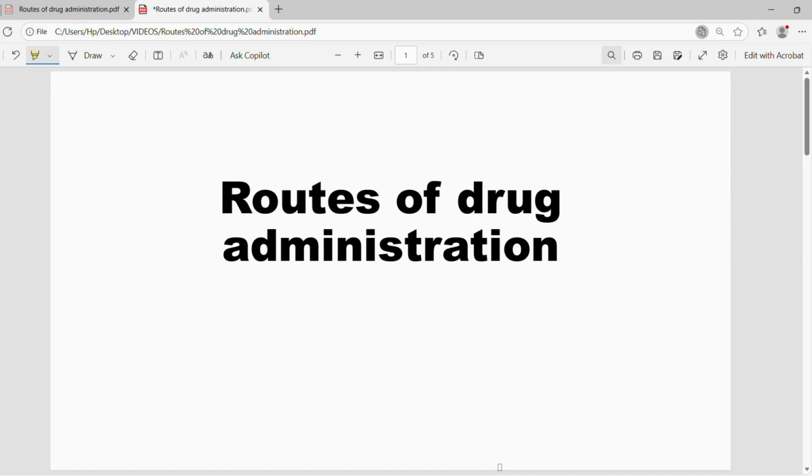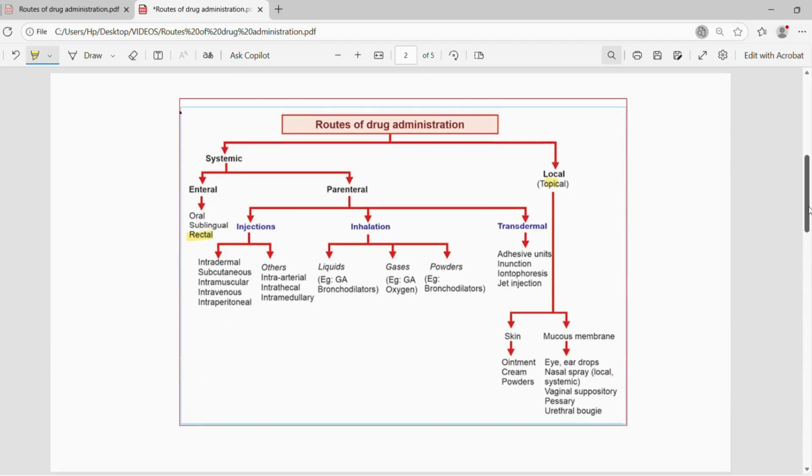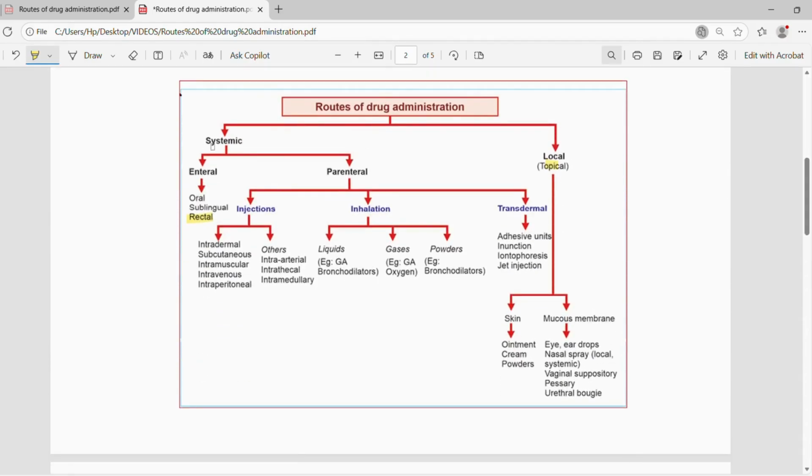Here we will study pharmacology. Starting with pharmacology, first we will understand the routes of drug administration. Here is the classification: first is systemic and topical or local. Systemic includes the administration of the drug directly into the body, that is orally, sublingually or rectally, and local or topical is application of the drug on the outer layer of the body, that is skin, mucous membrane, etc.